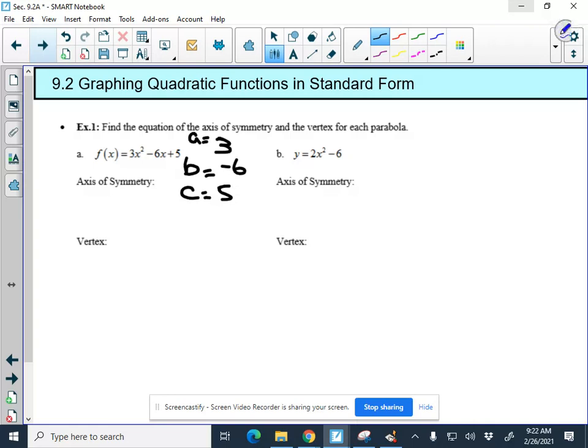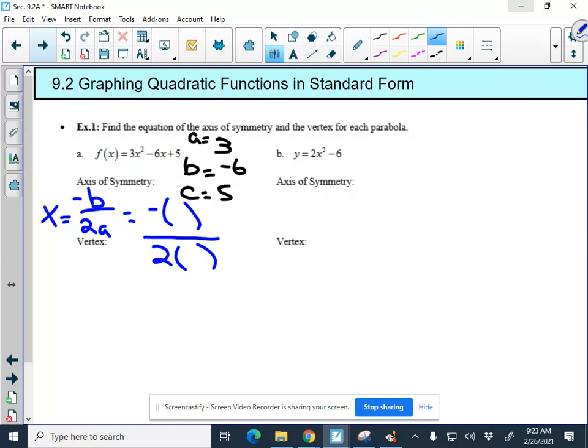Our axis of symmetry is a formula. The formula is x equals negative b over 2a. So part of the formula is that b has to be negative. So I'm going to take these and put them in parentheses. Negative b over 2a. Now all I did first is take out the a and the b.